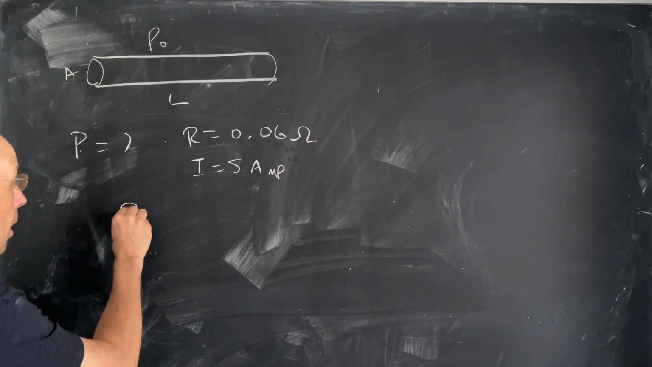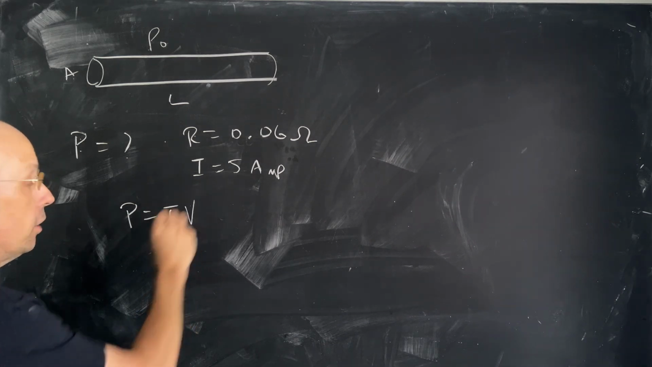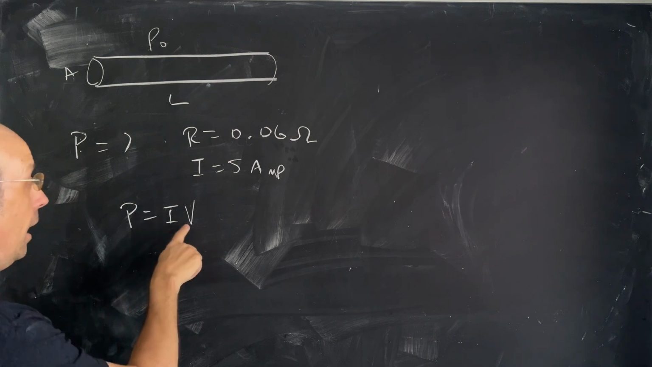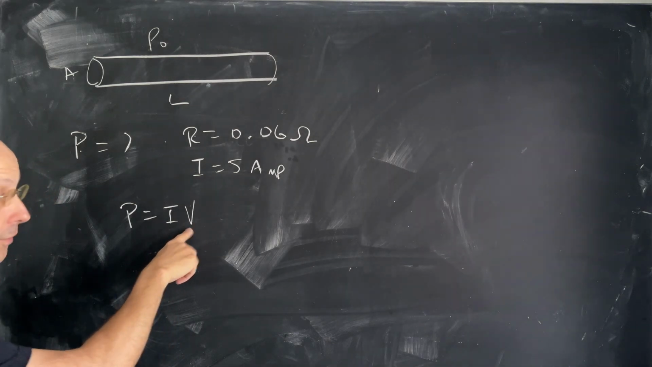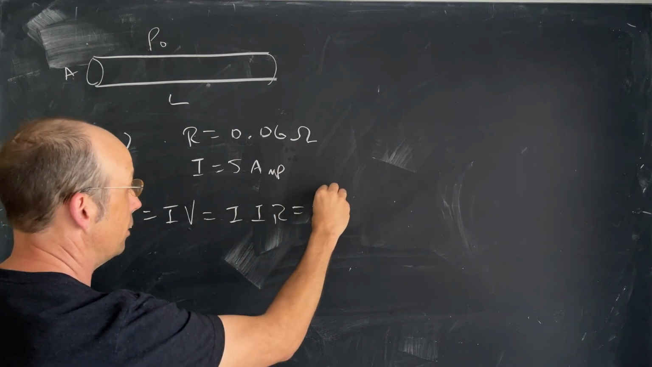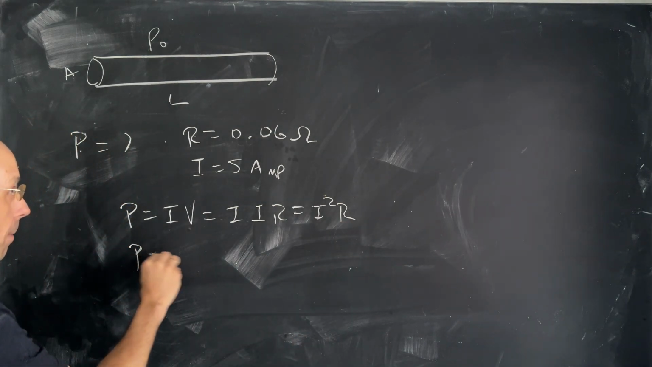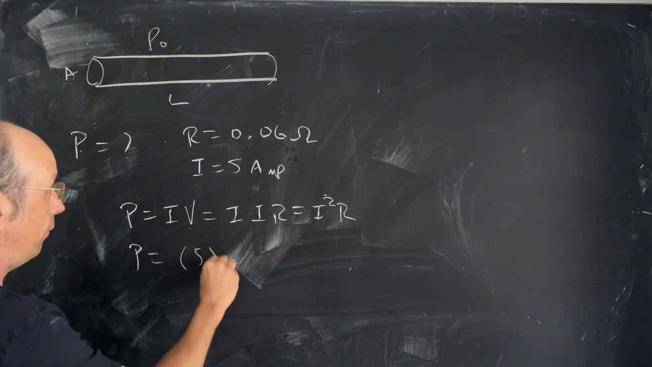Well, that's not too hard, right? Power is I times the voltage. We don't know the voltage, that's fine. I can write I times R, and so I get I R, or I squared R. Now I'll just need to put in my numbers. Power is going to be 5 squared times 0.06.